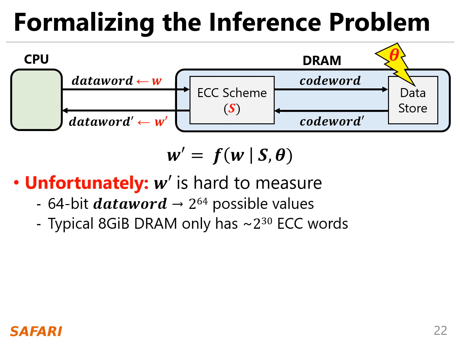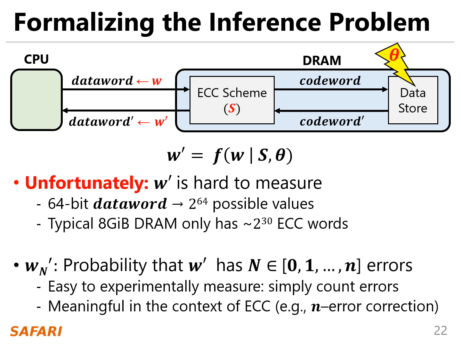So unfortunately, it turns out that W prime is rather hard to measure. For example, if we use a 64-bit data word, there are 2 to the 64 possible values that it can take on. However, a typical 8 GB DRAM device only has about 2 to the 30 ECC words in total. And this means that even if we read every value in the DRAM device, we're going to have a really hard time getting a representative sample of the W prime distribution.